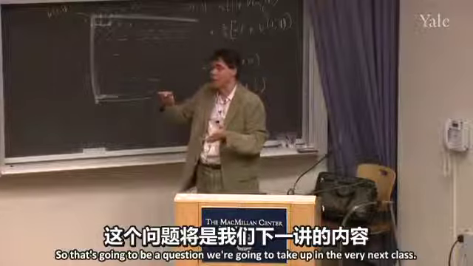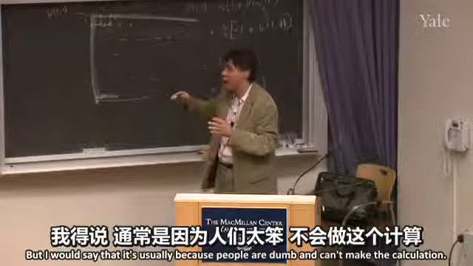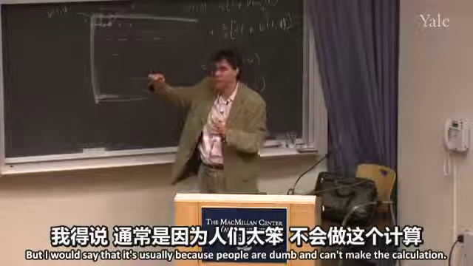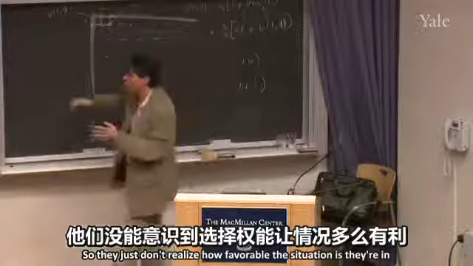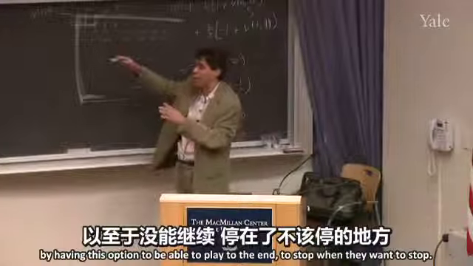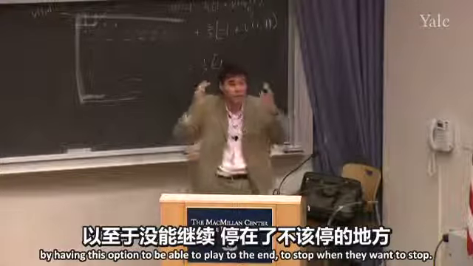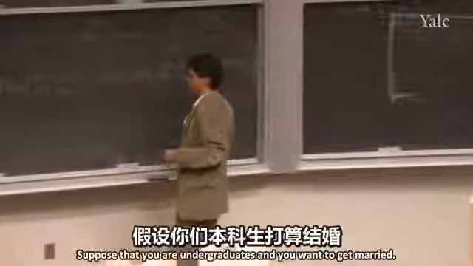So that's going to be a question we're going to take up in the very next class. But I would say that it's usually because people are dumb and can't make the calculation. So they just don't realize how favorable the situation is they're in by having this option to be able to play to the end of it, to stop when they want to stop. Okay, so let's just do one more example.